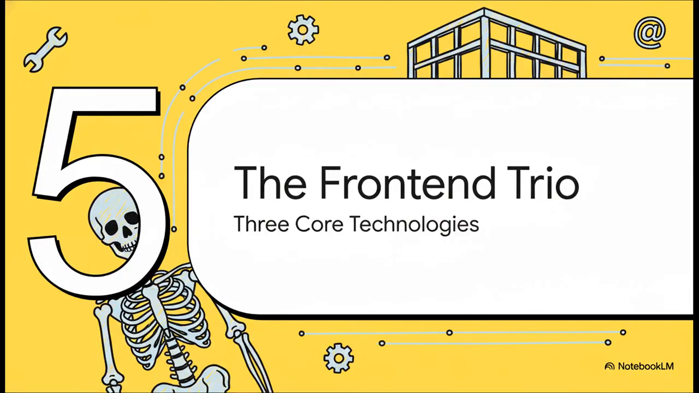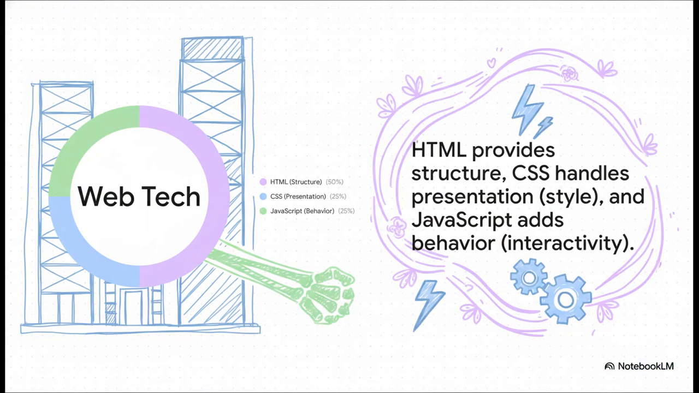Okay, so we've built our structure with HTML, but where does it fit in the grand scheme of things? Well, HTML doesn't work alone. It's actually the first member of a team we call the frontend trio. These three technologies work together to create basically every website you've ever used. HTML is the structure, the raw content. Then you have CSS, which handles all the presentation. The colors, the fonts, the layout. And finally, you have JavaScript, which adds all the interactivity and behavior. Each one has a very specific job.